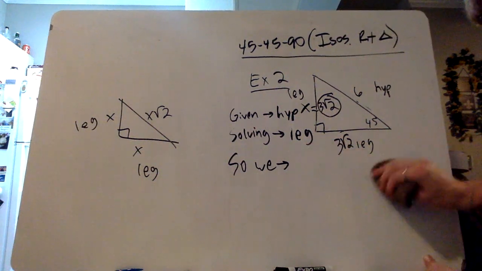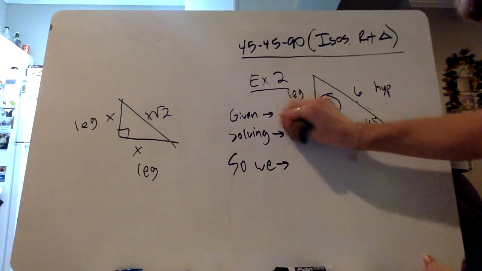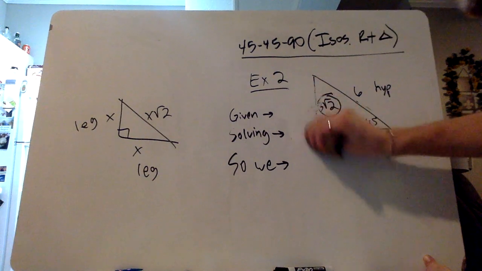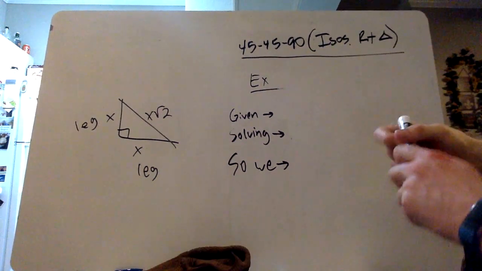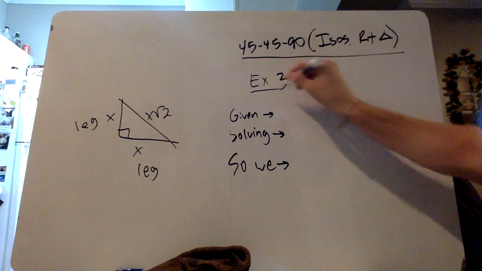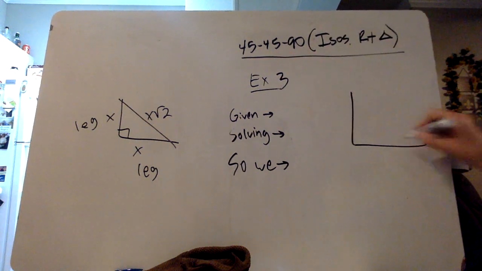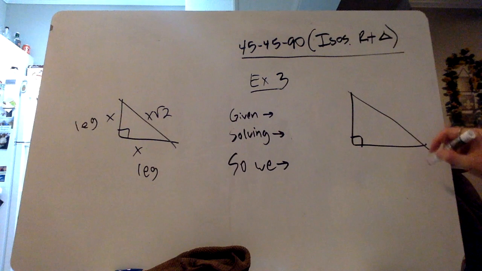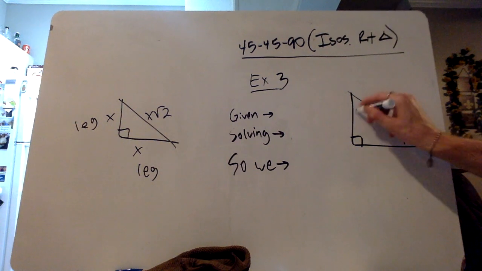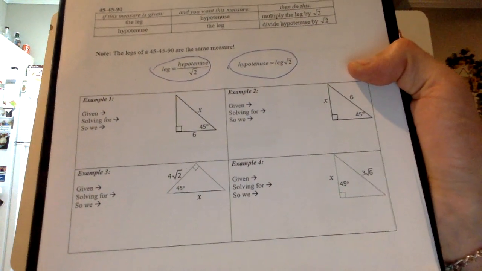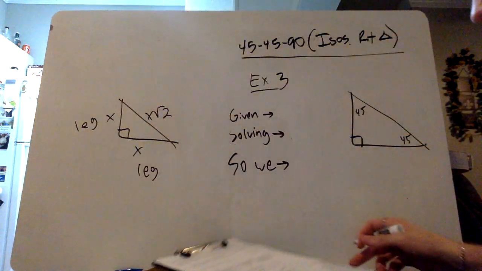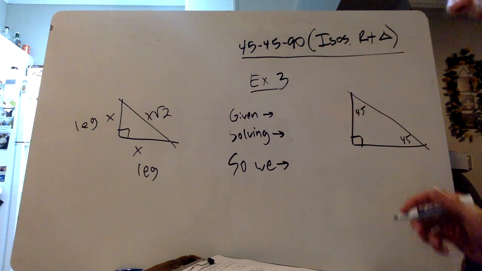Let's continue. Let's just erase the whole thing. We'll do example 3. Again, 45. So we are given for example 3. Again, you're following along with this paper, right? So we are given that 4.